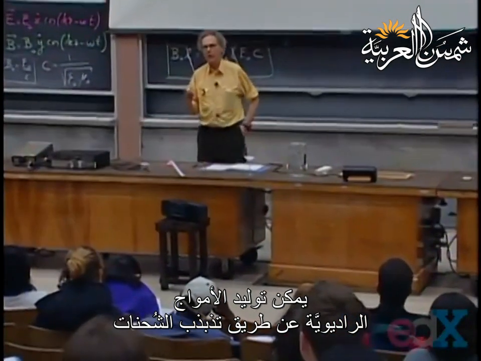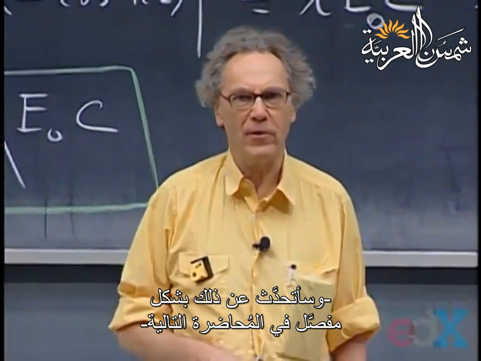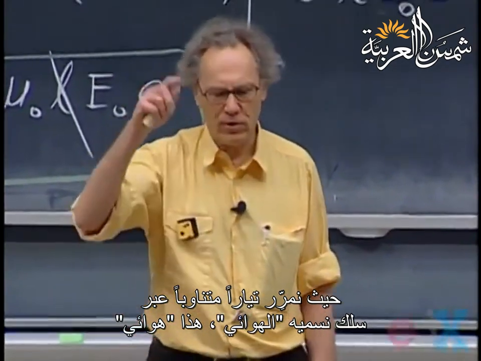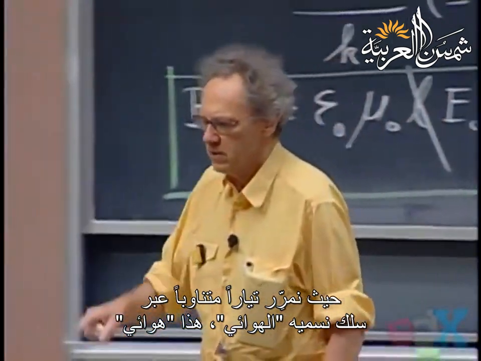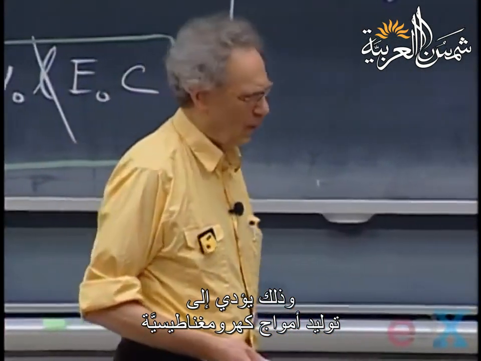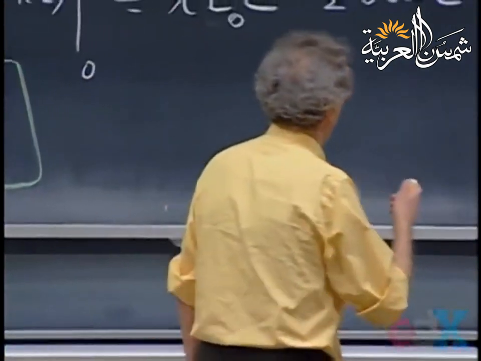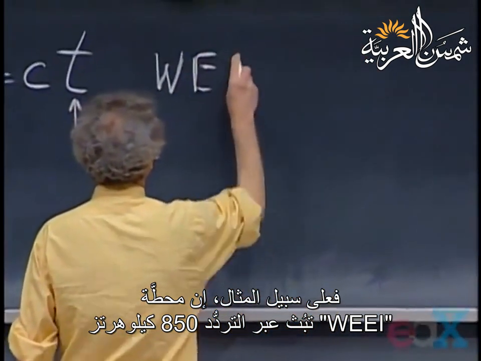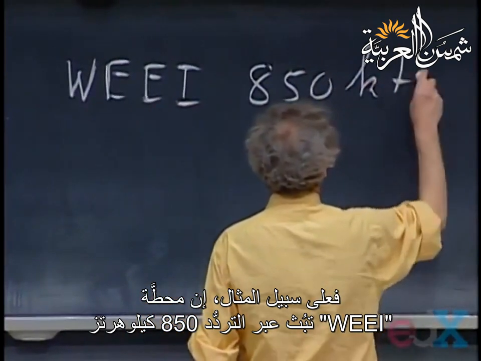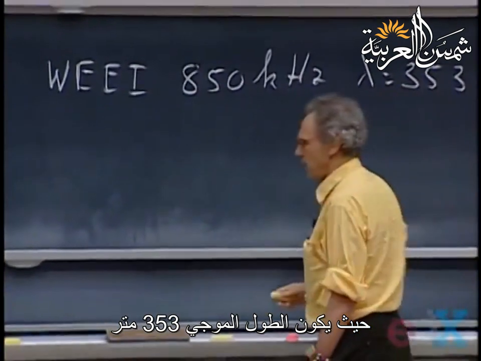Radio waves can be generated by oscillating charges. And we'll talk about that a great deal the next lecture. So you run alternating current through wires called antennas. This is an antenna. And then you create electromagnetic waves. And radio stations transmit at a well-defined frequency. For instance, WEEI transmits at 850 kilohertz, wavelength 353 meters.